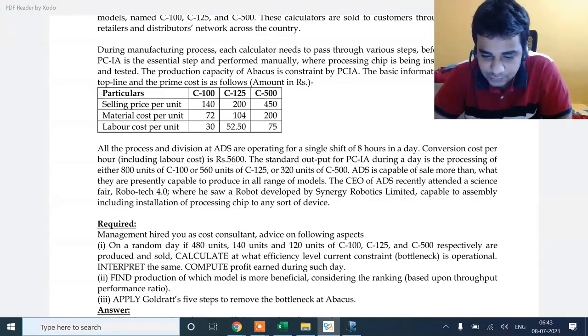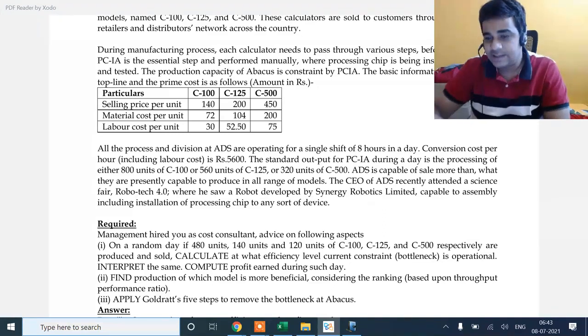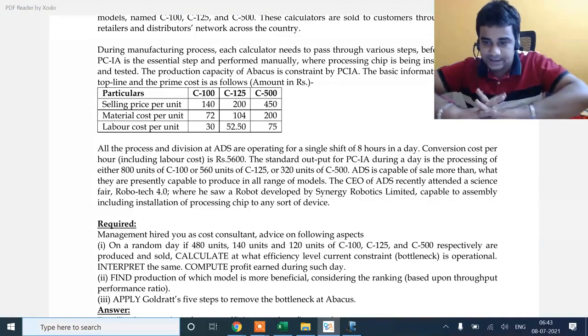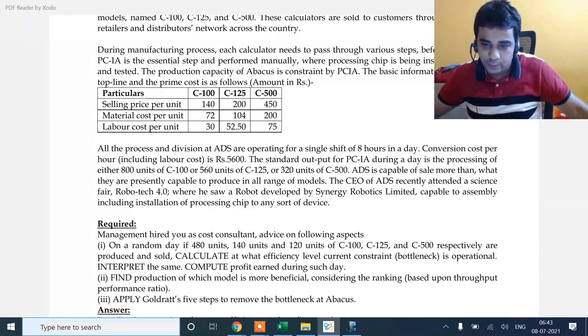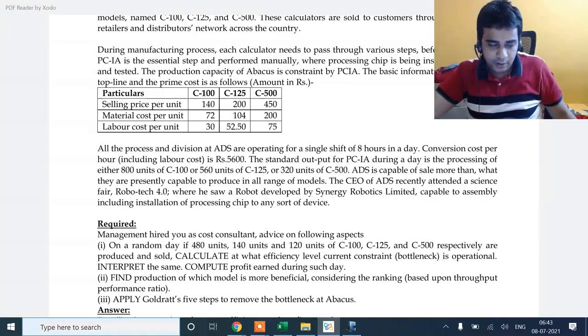Great. So TOC is what they want us to do. Apply Goldratt's 5 steps to remove the bottleneck at Abacus. These 5 steps were there in one of the problems in Just in Time. I said I'll not do it now, I'll do it later. So we are going to see it now. Go through this now.